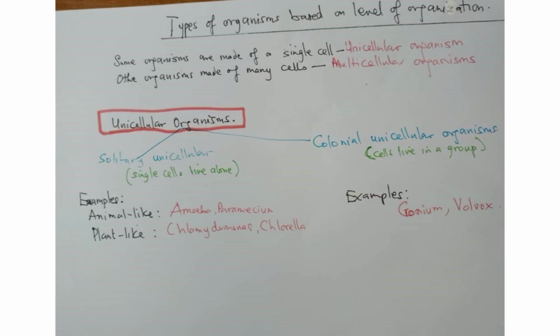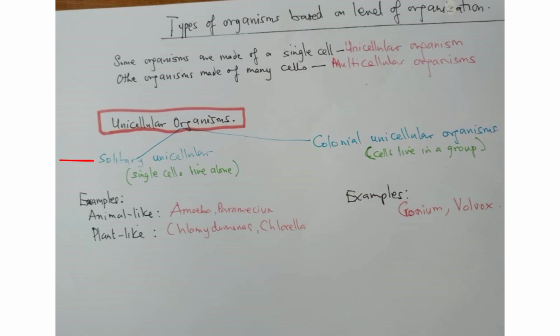All right, let's look at unicellular organisms. Unicellular organisms, that's organisms made up of only one cell. You can have those that are solitary, one cell alone, living alone, all right? Unicellular and solitary.